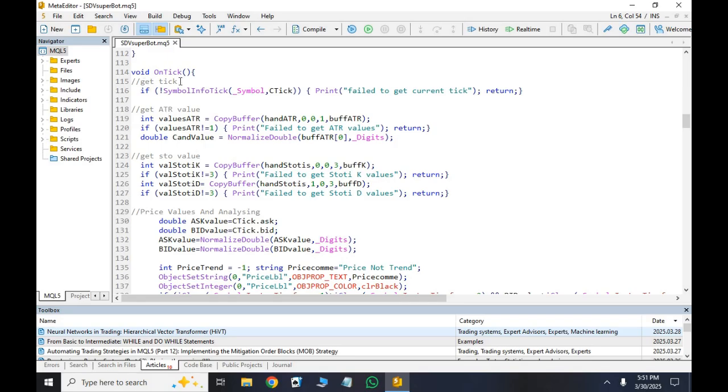First we have to get the tick value. If SymbolInfoTick is not get for c tick, fail to get current tick and return. If it succeeds, that means the c tick details are obtained, it goes down and does other things. And get the ATR value.